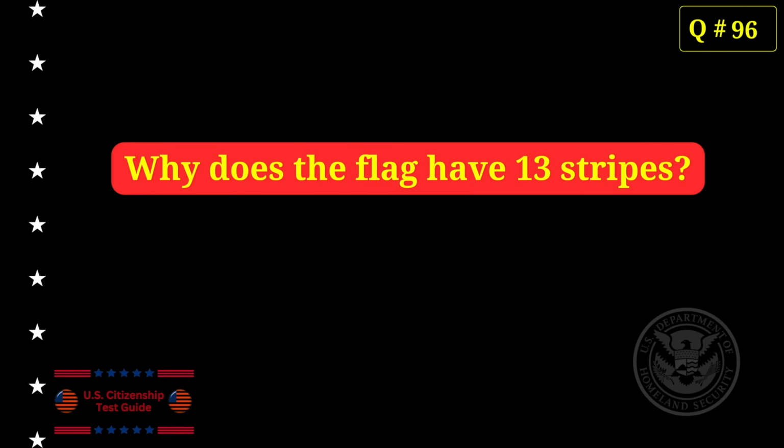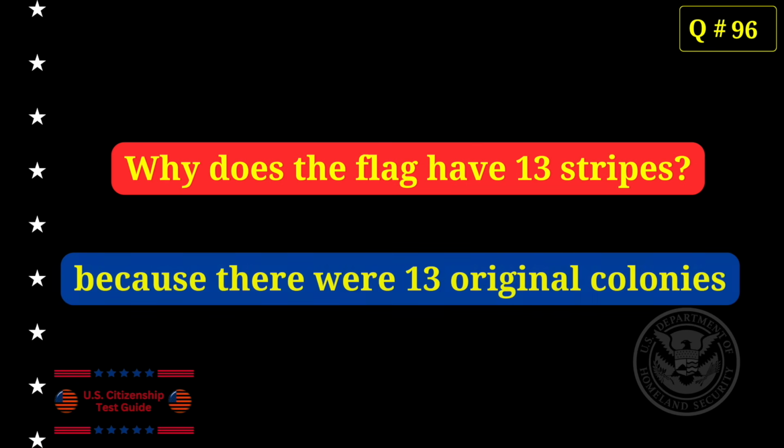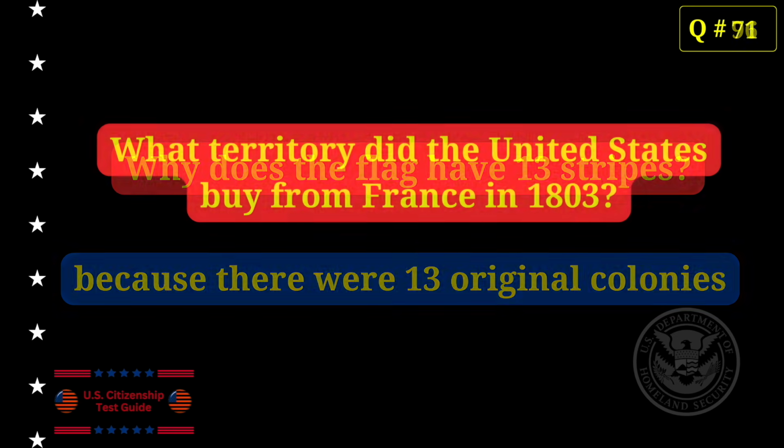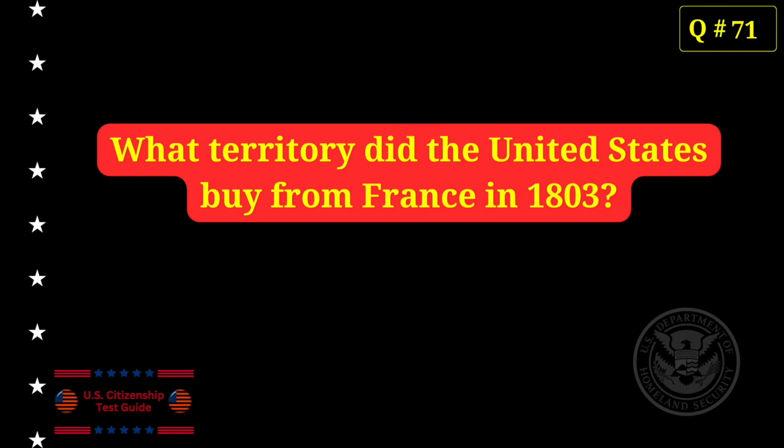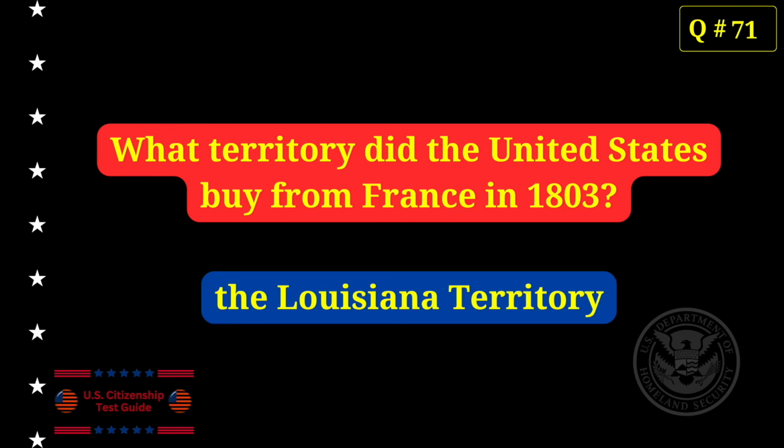Why does the flag have 13 stripes? Because there were 13 original colonies. What territory did the United States buy from France in 1803? The Louisiana Territory.